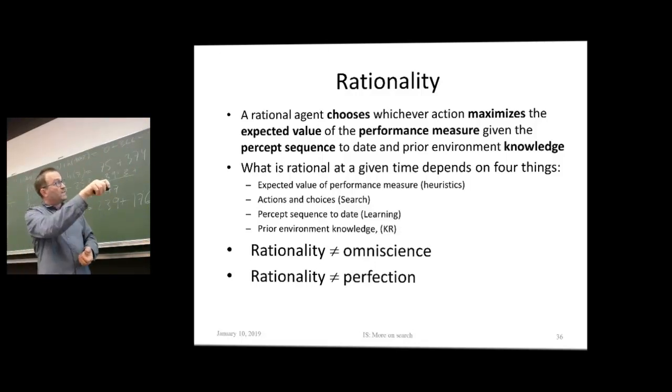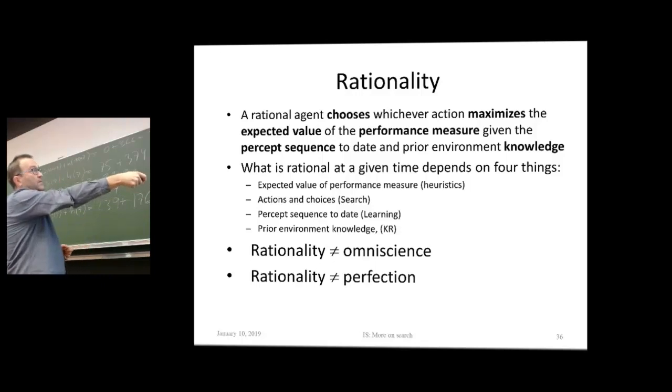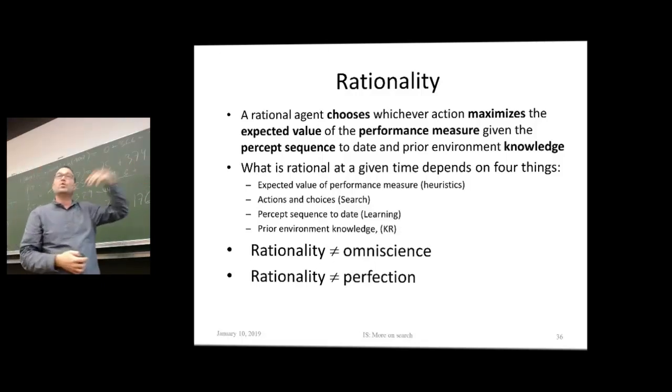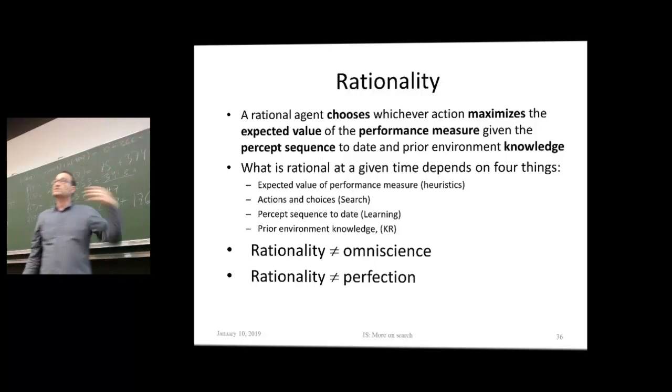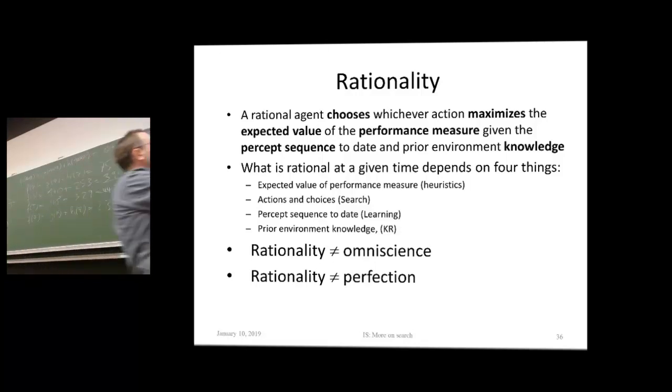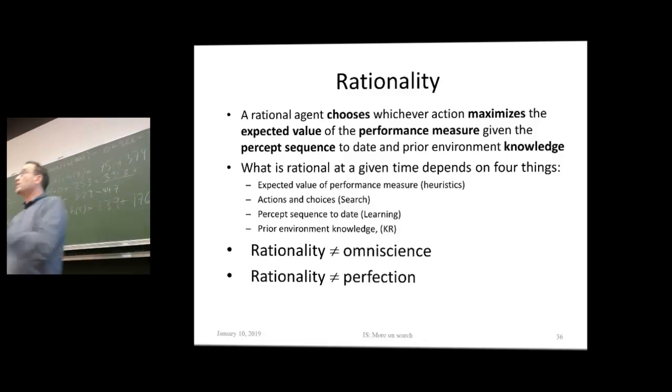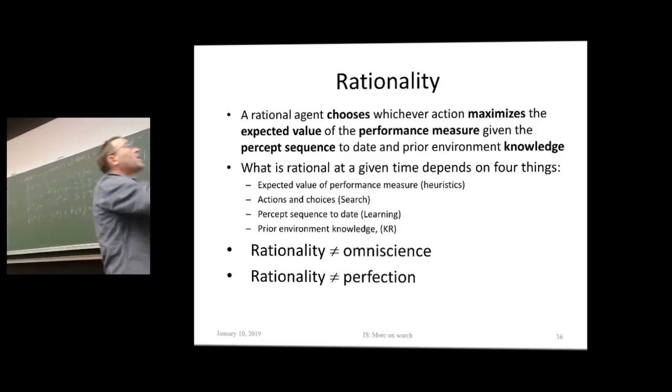So what the intelligence depends on is the performance measure. What is it that you want your agent to achieve, and what kind of actions do you have, so that you can search for the best one? What have you perceived so far? And that's the learning part that we're going to take care of in the third week. And is there any prior knowledge that we know about the process, about the problem itself, about the agent itself, and so forth?